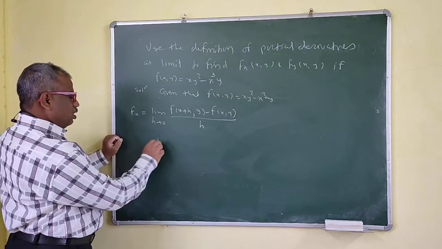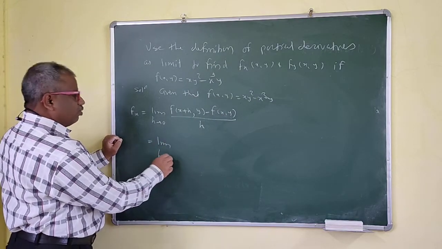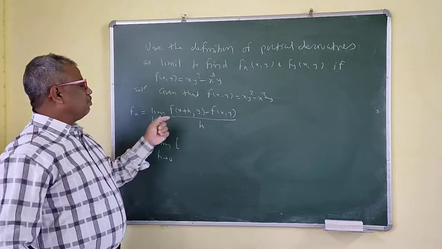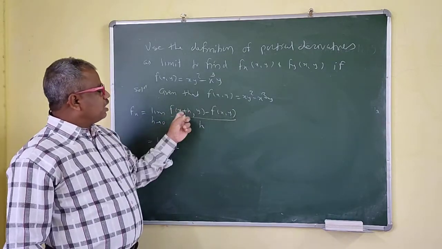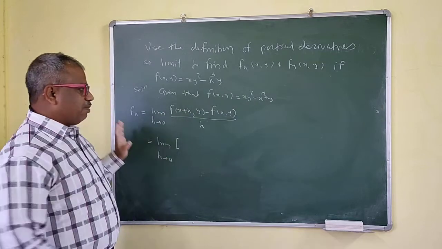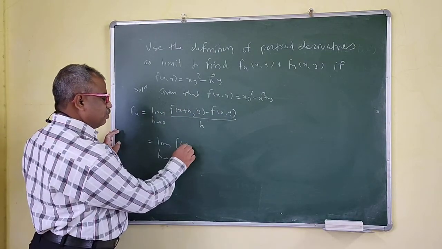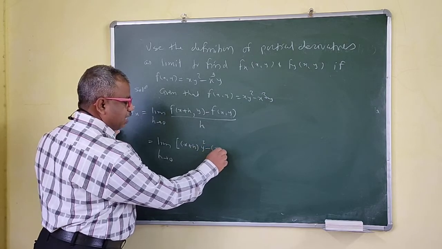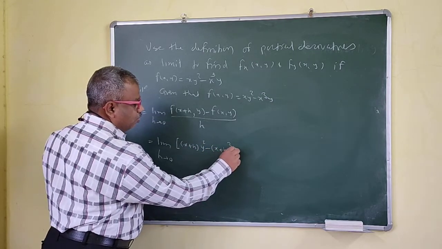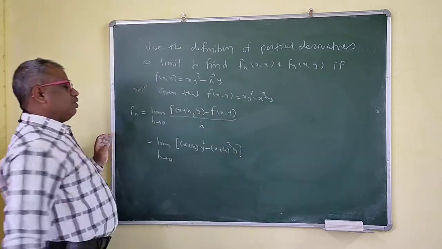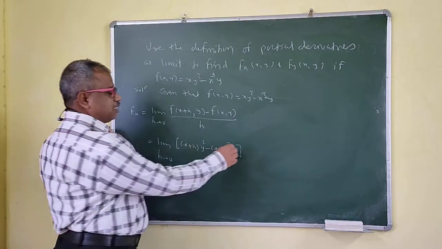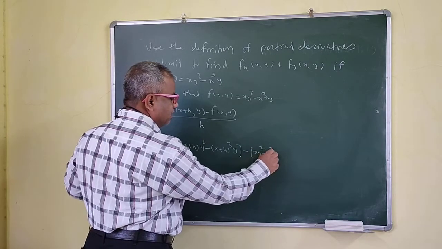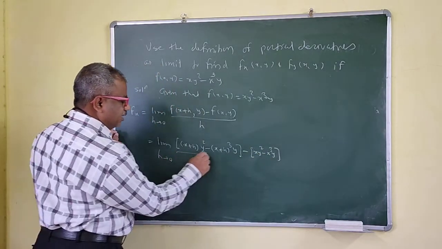So this is limit h tends to 0. So we have to write this one. We will write in bracket. f of x plus h, that means replace x by x plus h and y by y as it is now. So x plus h, y square minus x plus h cube, your y. Right? This is your f of x plus h y minus f of xy as it is. So xy square minus x cube y upon h.